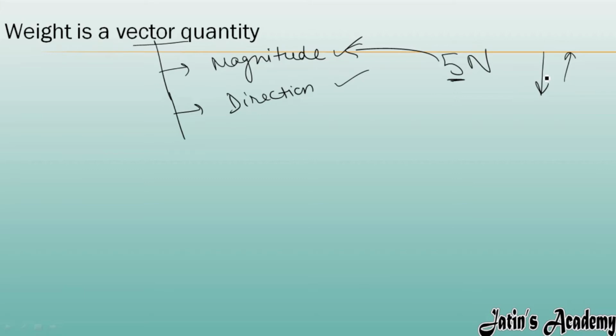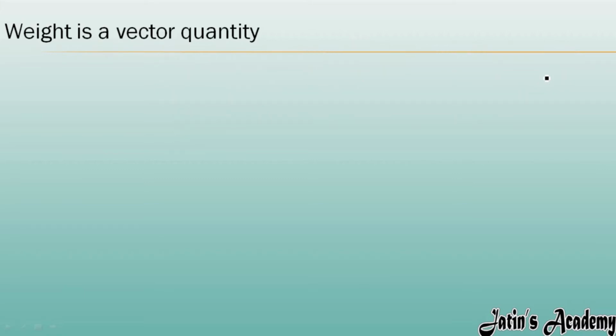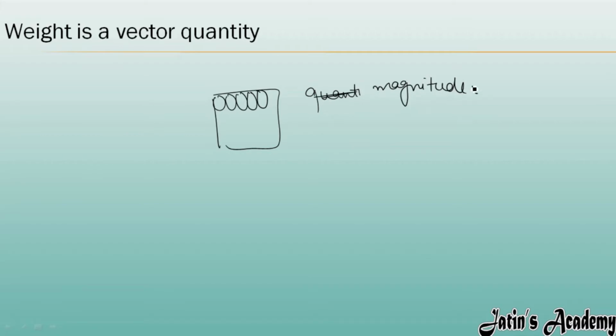So weight is a vector quantity, but mass is a scalar quantity. In mass, we need not any direction. Why? For example, in this substance, these matter particles are there. In which direction are these matter particles arranged? Is it important for you? No. So in this, only quantity or only magnitude is important, and no direction is important. So mass is a scalar quantity, and weight is a vector quantity. Fine.